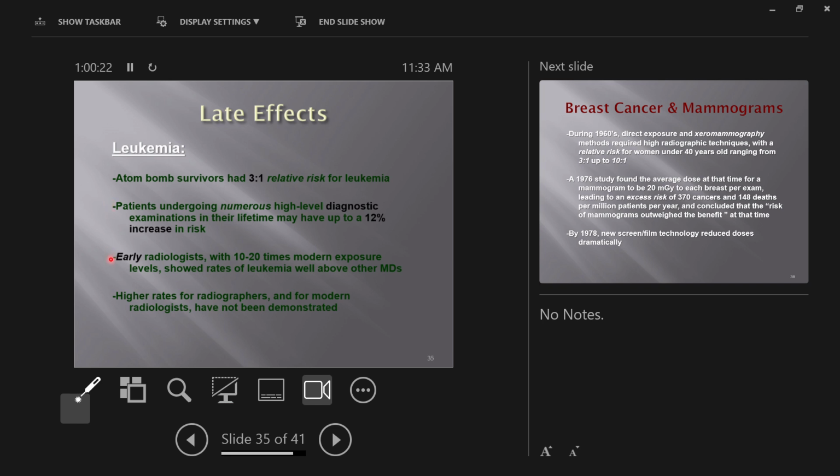Early radiologists with 10 to 20 times the modern exposure levels showed rates of leukemia well above other medical doctors. But importantly, because we care about what's happening now, higher rates for radiographers and modern radiologists have not been demonstrated. Again, primarily because, as you'll learn in Radiation Safety 3, our next module, we're pretty good about limiting our exposure to radiation, maximizing our distance, maximizing our shielding from radiation. We're pretty good about using radiation safety principles to keep ourselves safe. But it's only because we're good at using these radiation safety principles that we're not seeing these things show up at any statistically significant level any longer.